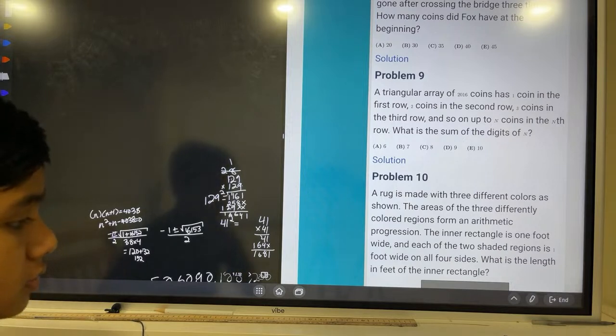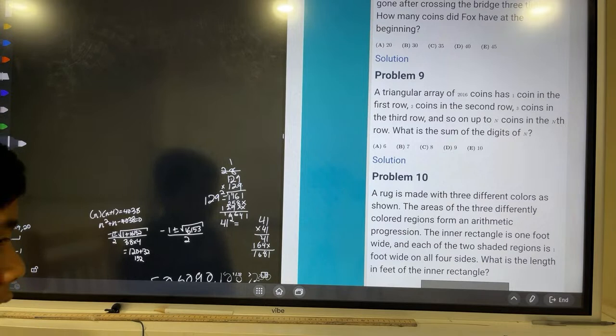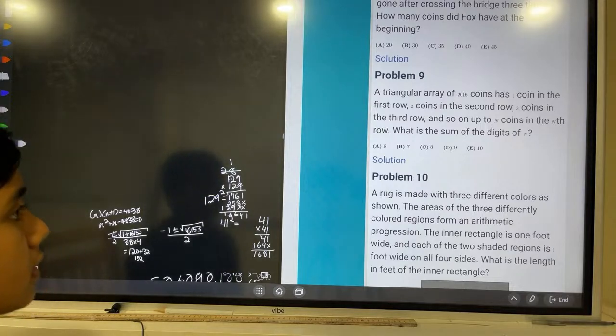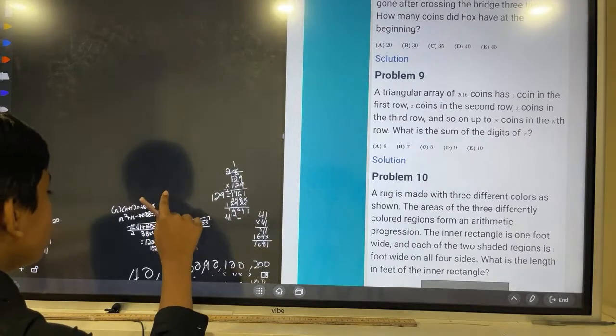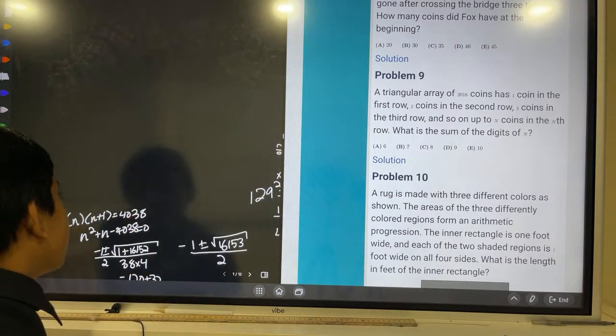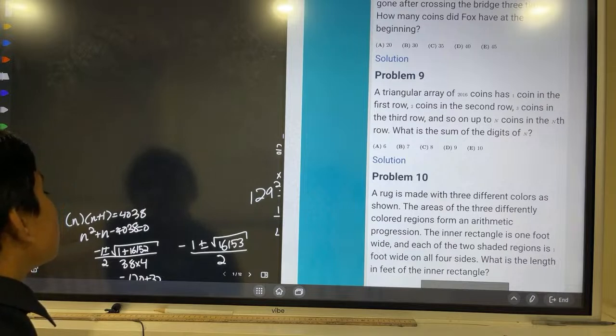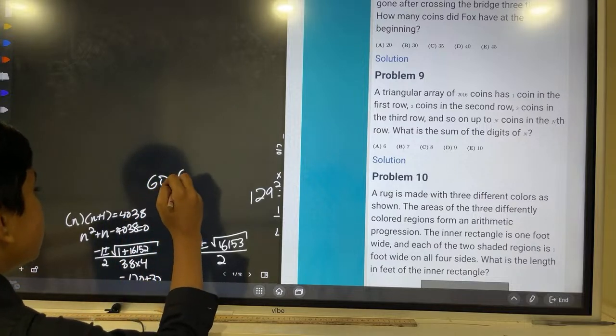As far as I know, there's no perfect square that ends in 3. What's similar to the square root of 4038? I'd say 60, maybe. So what's 60 times 61? Well, no.